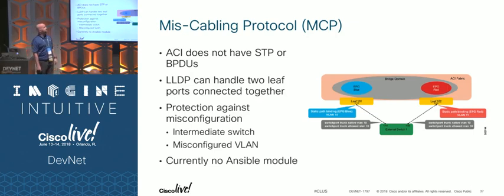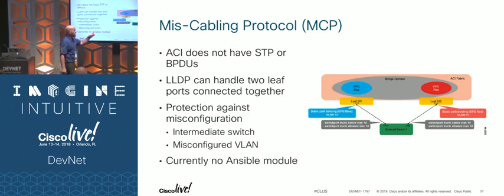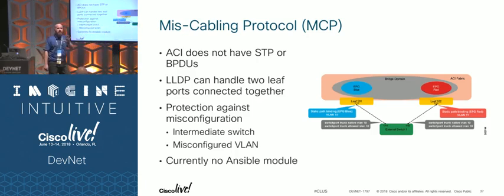something with ACI. In this case, with the miscabling protocol, as you know, ACI today does not support spanning tree protocol or any BPDUs. LLDP can handle instances if I interconnect these leaf switches here in yellow. LLDP will take care of any loops that I may introduce into my ACI fabric. Well, what if I have an intermediate switch that's misconfigured via static path binding, or just a misconfigured VLAN in general? There's currently no Ansible module to cover that, and it's considered a best practice to configure it.